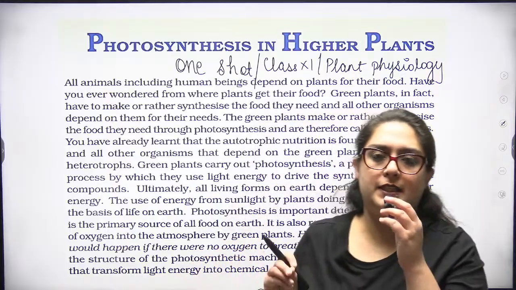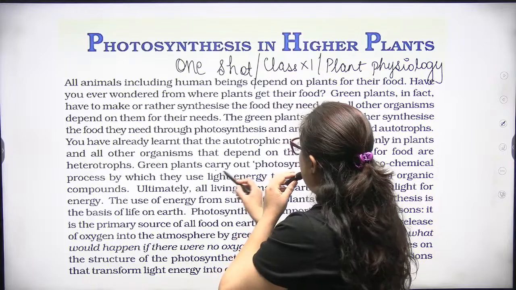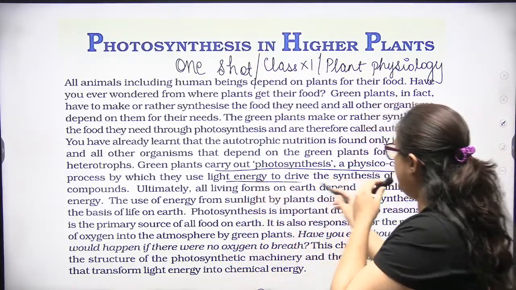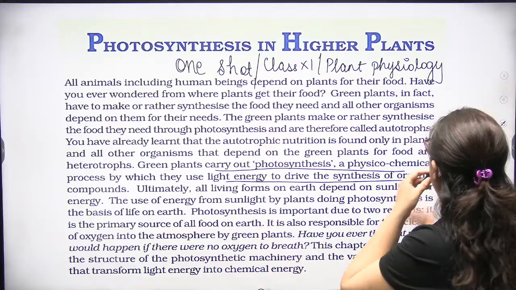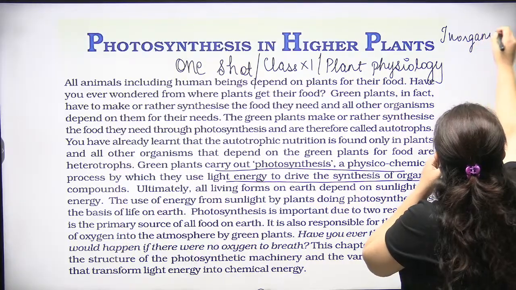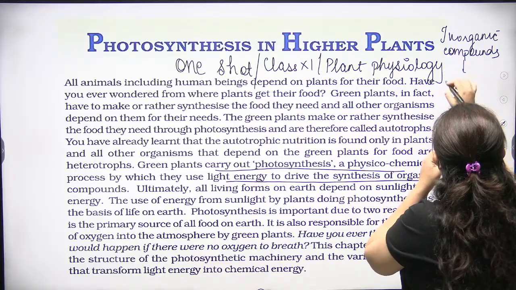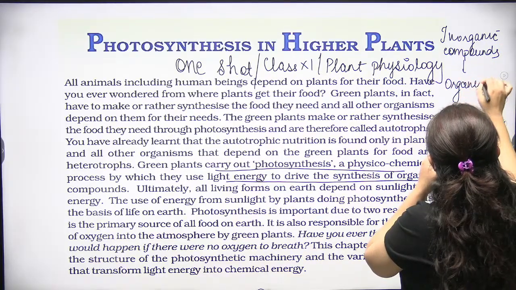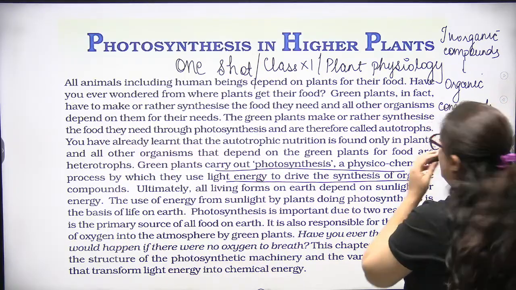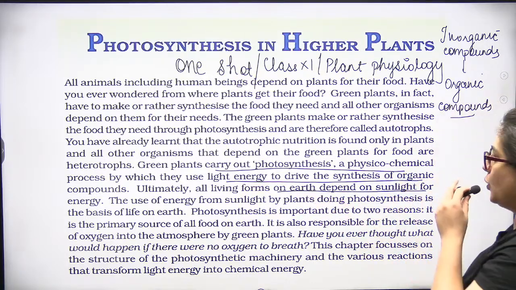So, photosynthesis occurs in the leaf part of the plant. We very well know that green plants carry out photosynthesis, a physico-chemical process by which they use light energy to drive the synthesis of organic compounds. Here, inorganic compounds are converted into organic compounds. Now, ultimately, all living forms on earth depend on sunlight.